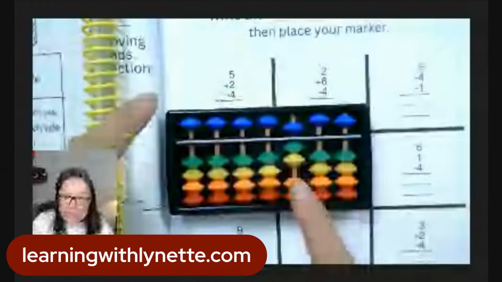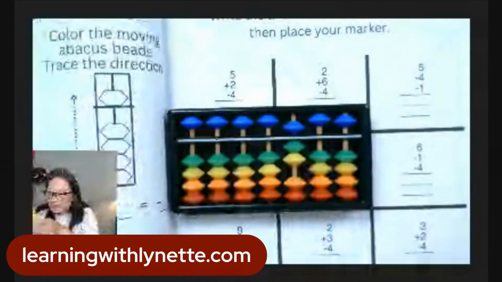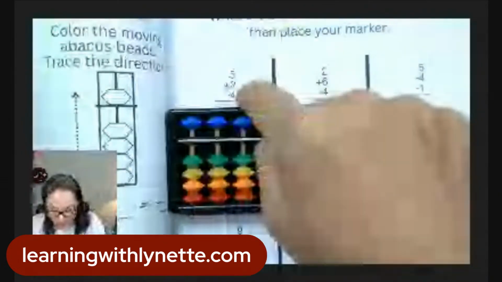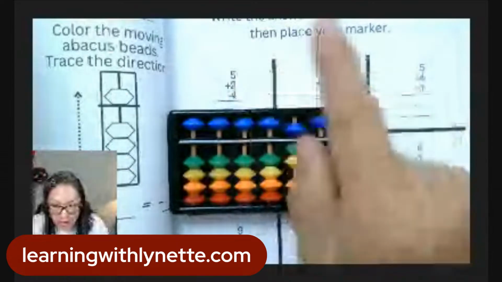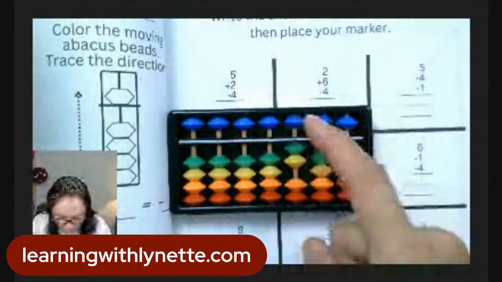Minus the 4. When I minus the 4, that's what I got to do. Minus the 5 plus the 1. So this is what I'm doing. Minus the 4. So I'm going to minus the 5. Yes, Marvin, thank you. Minus the 5 plus the 1.